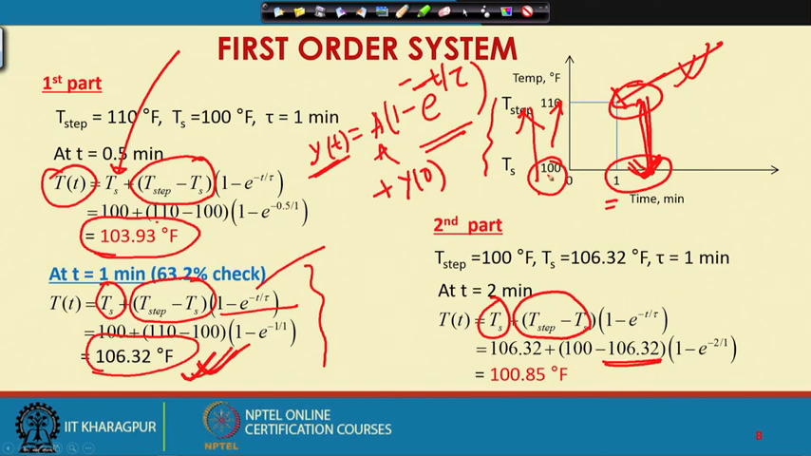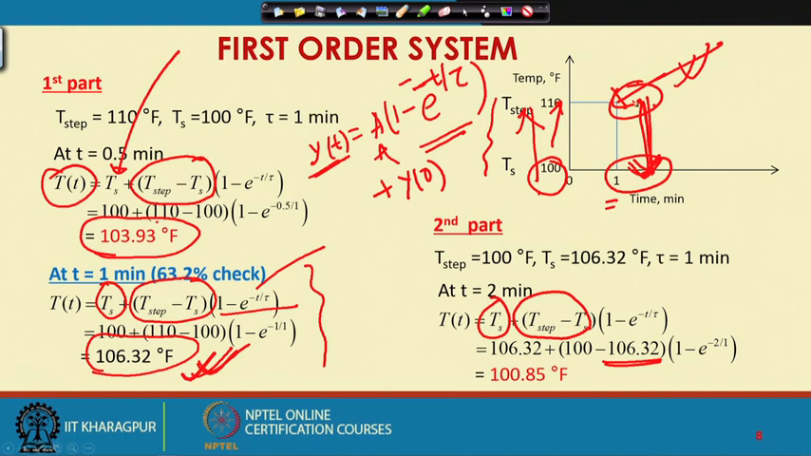I gave a step input of magnitude 10. So, the thermometer will finally show 110 degree Fahrenheit only when the thermometer attains steady state. But here after 1 time constant value, the thermometer was showing 106.32 degree Fahrenheit. So, the magnitude of the falling step is 100 minus 106.32.